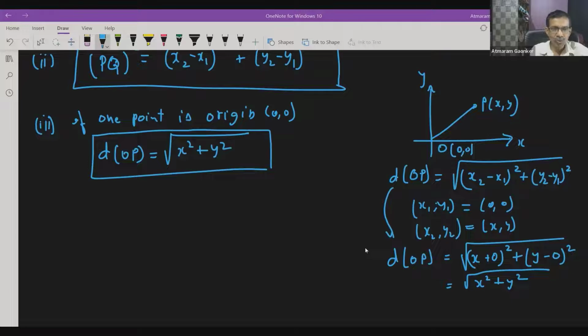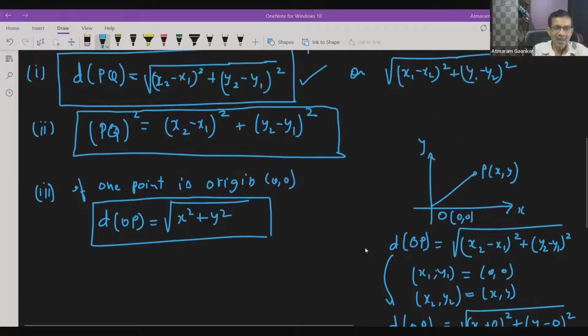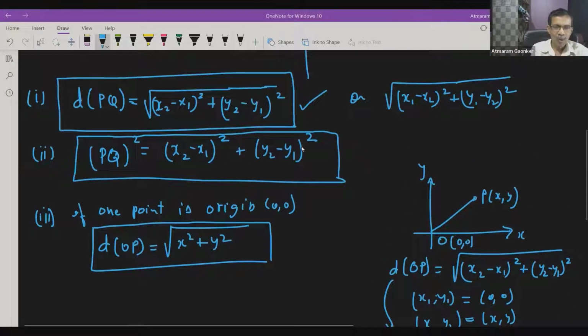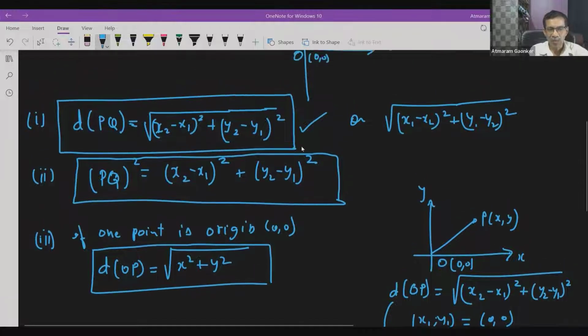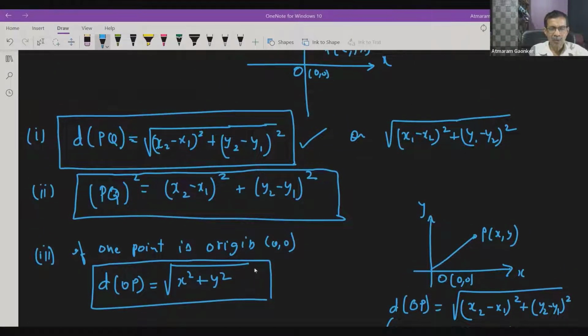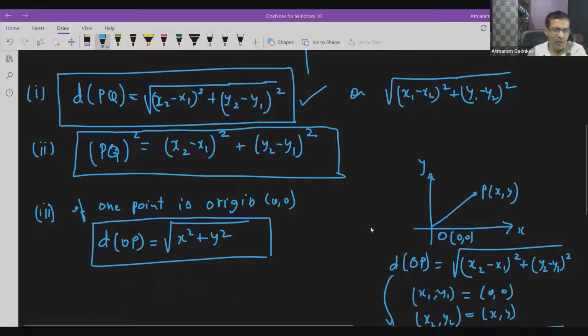So these are regarding the distance formula. Remembering the first formula is compulsory. Remembering the further two formulas is optional. Without them, you can solve the problems. But if you remember them, you will use them directly for solving the problems. Then comes the section formula.